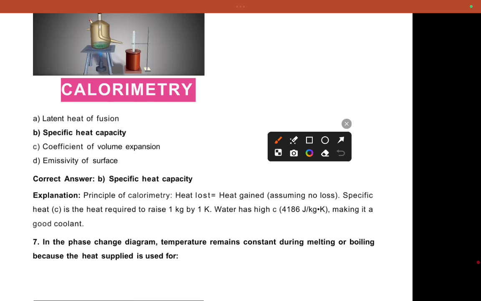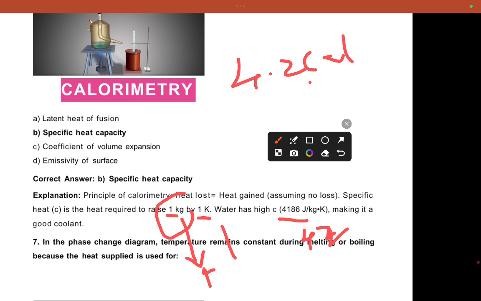Now here the question is about specific heat. Specific heat is the amount of heat required to raise the temperature by 1 degree Celsius. Here 1 kg means 1 Kelvin. Similarly, if you are taking 1 gram, that will be 1 degree Celsius. So here it is 4200 joules per kilogram Kelvin. But if you go for grams and degree Celsius, then the value will be 4.2 joules per gram degree Celsius. Okay. Now question number 7.